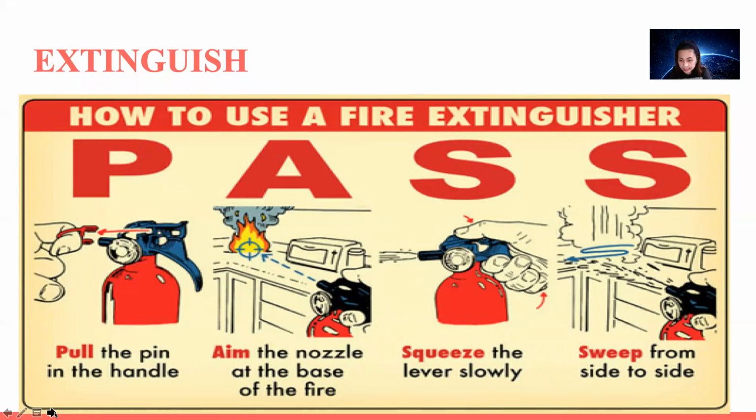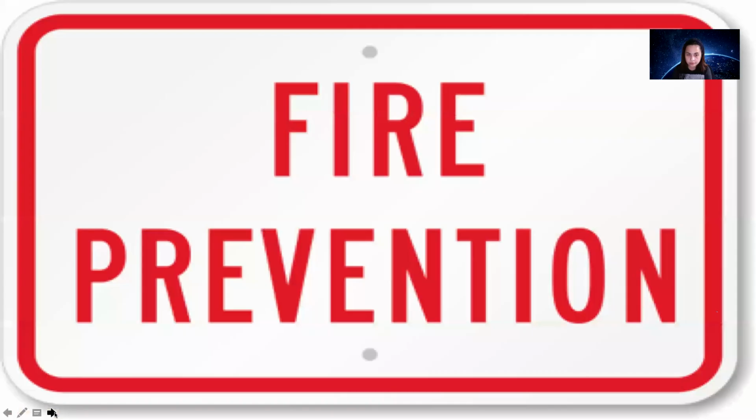And S again, sweep from side to side. I will repeat how you will extinguish the fire using the acronym PASS. P for pull the pin in the handle, A for aim the nozzle, S squeeze the lever slowly, and S sweep from side to side.